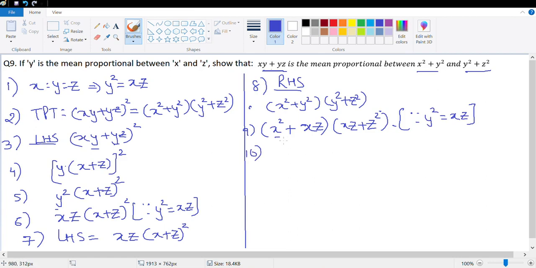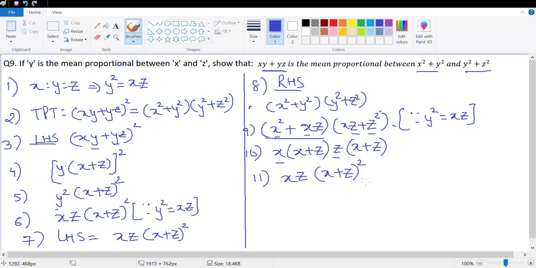Next, between these two terms, I notice x is common. So if I take x common, what remains from this first bracket is x plus z. Between the terms in the second bracket, z is common. So if I take z common, what remains is x plus z. So what we get now is xz multiplied with (x plus z) the whole square, and this is equal to right hand side.